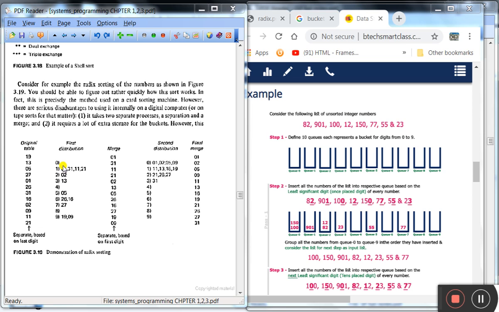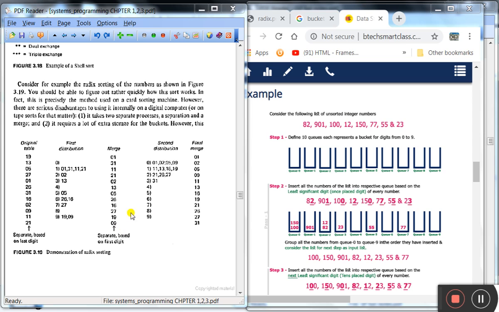Now in bucket number 1, the element first inserted is 01. That's why we first remove this element. So 01 is out. After that 31 is out. After that 11 is out. After that 21 is out. Now this is what we got, the elements after merging.